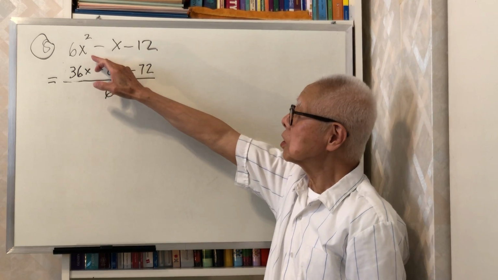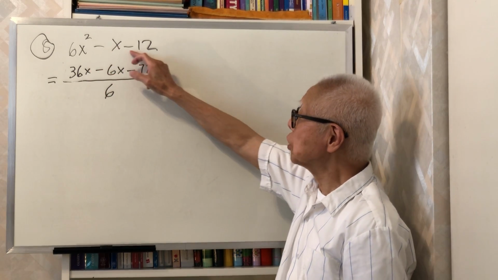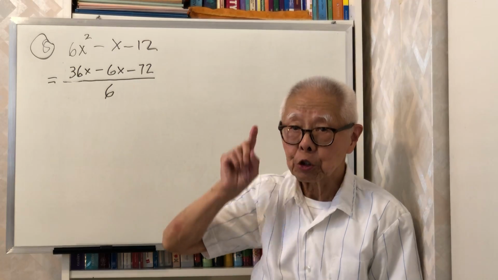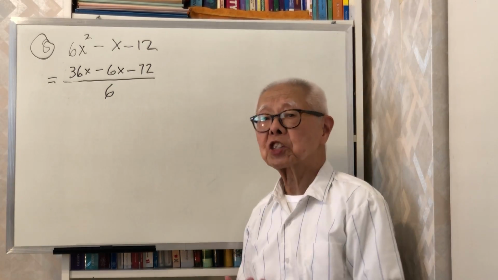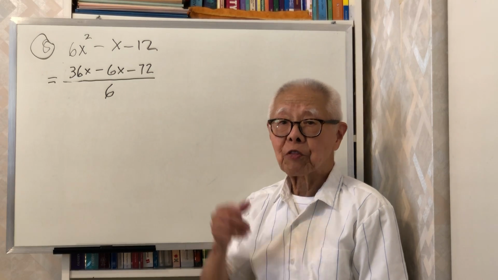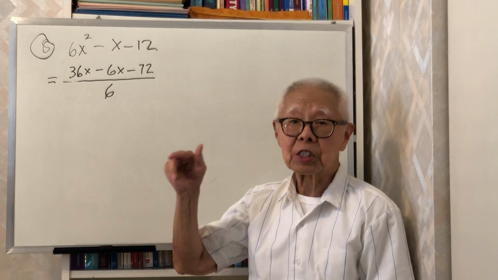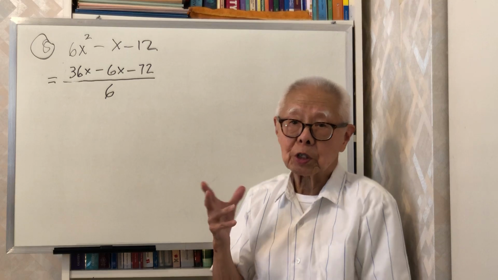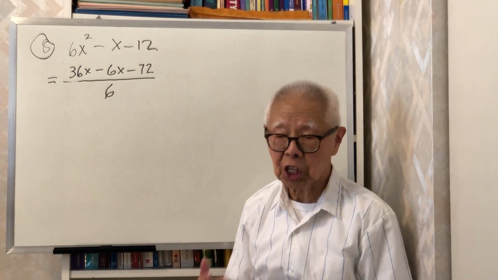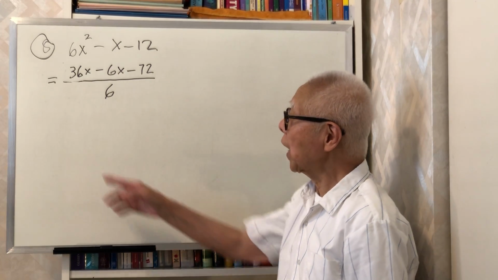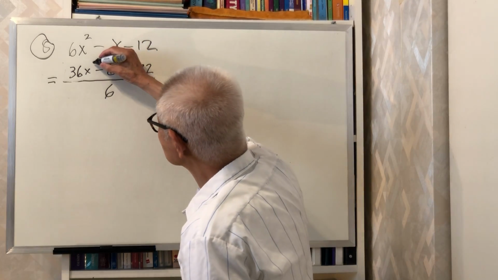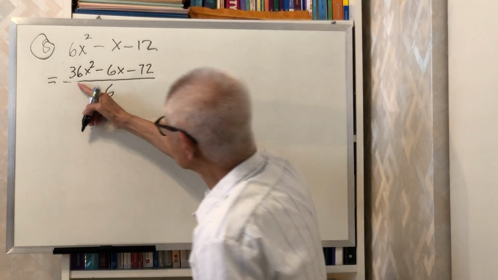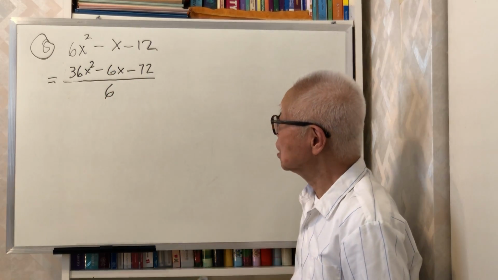I cannot just multiply this by 6. If you do that, you change the question itself. You cannot change the question. So if I multiply by 6, I must divide by 6. So the original question is not changed at all. But why do I want, oops, I forgot the square. Why do I want to multiply by 6?